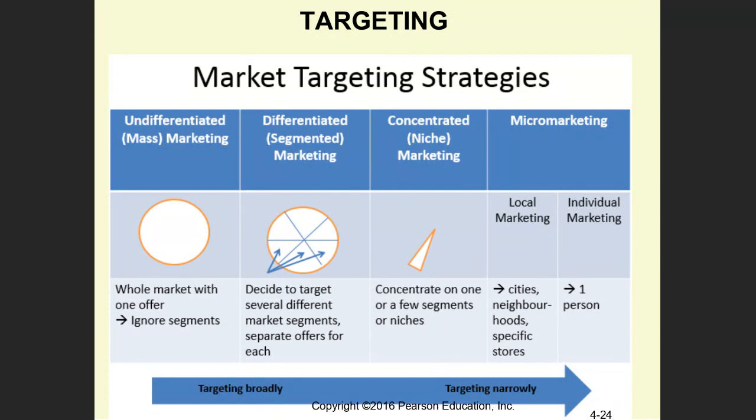And for example, let me tell you, Nike. Some of its practices in the market are micro or customized marketing.